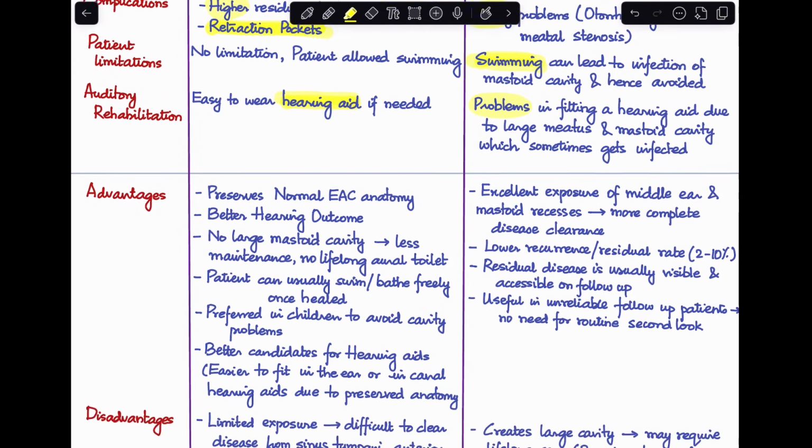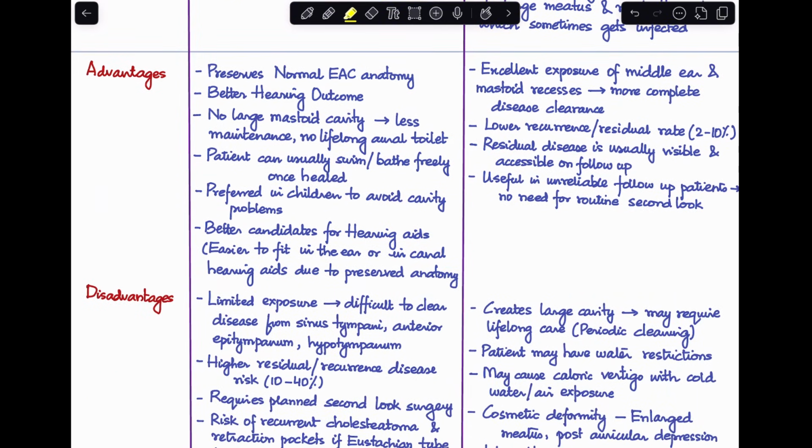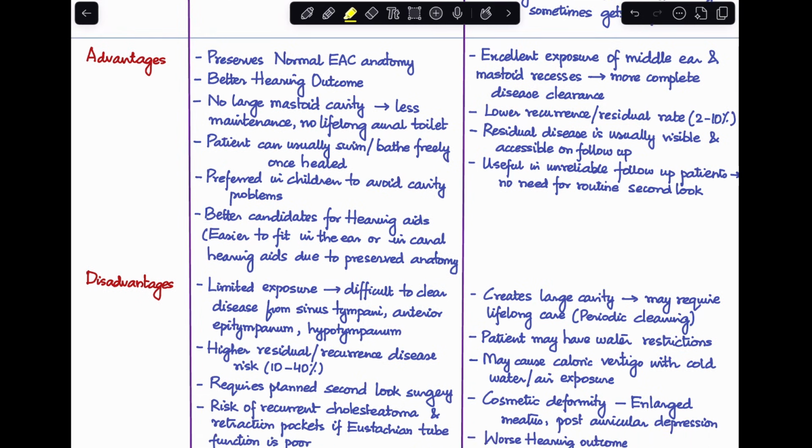Next, let's discuss what are the advantages and disadvantages of canal wall up and canal wall down. Let's start with canal wall up first. So the advantages of canal wall up is, the number one is that it preserves normal external auditory canal anatomy. As a result, it also has a better hearing outcome.